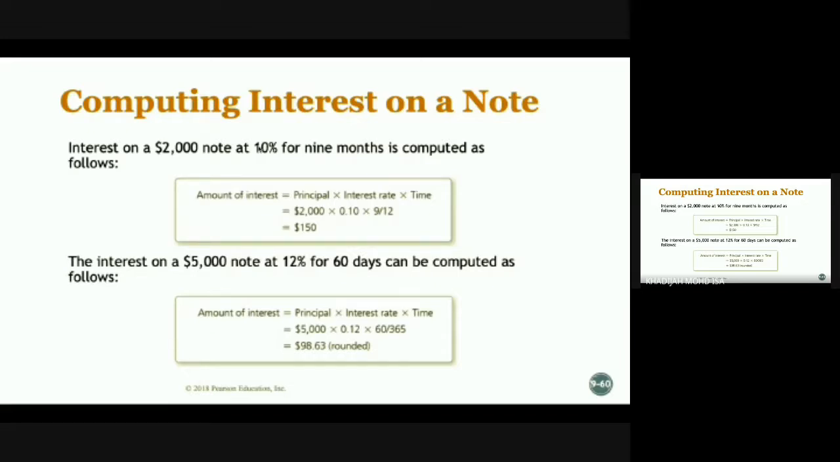For example, you have 12% for 60 days. So 12% is per annum, but your note is only for 60 days. So 60 days over 360, or 365. It's 9 months, so 9 over 12 months, right? So it depends. The more important thing is how to compute the amount of interest: the principal times interest rate times the time.